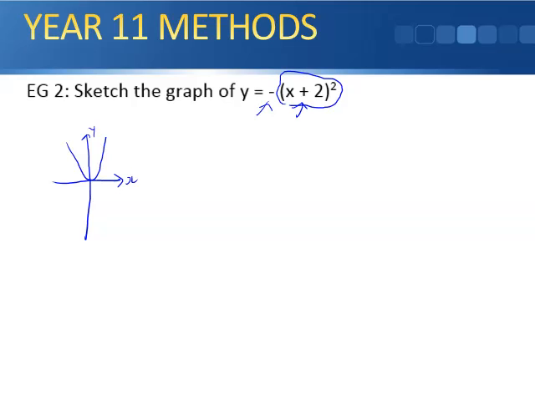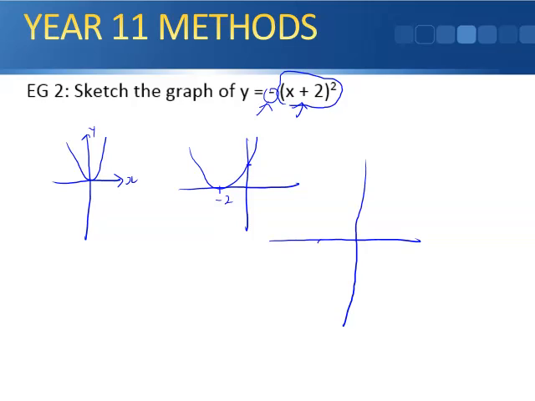The plus 2 will shift it to the left, -2, so it will look something like this. I don't know where, I'm not going to work that out just yet. And then the negative part outside, this part right here, will flip it upside down. So at -2 right here, it flips it upside down like that.